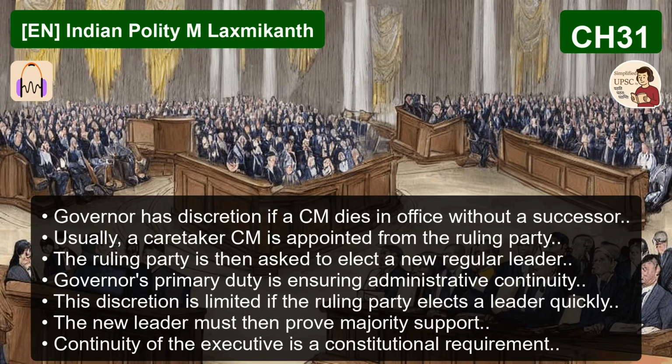The Supreme Court has said time and time again, the only place to test a majority is on the floor of the House. Not in a meeting at the governor's residence. Definitely not. The governor's discretion here is about finding a stable government, not picking their favorite candidate.